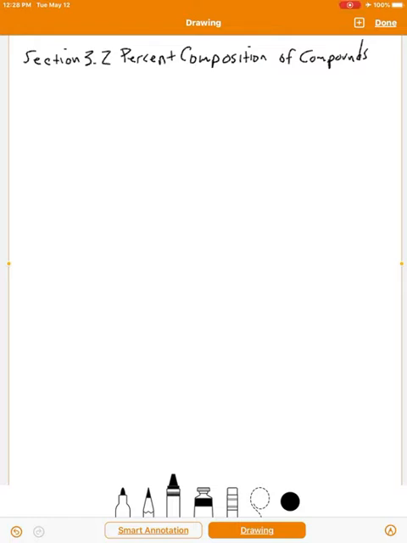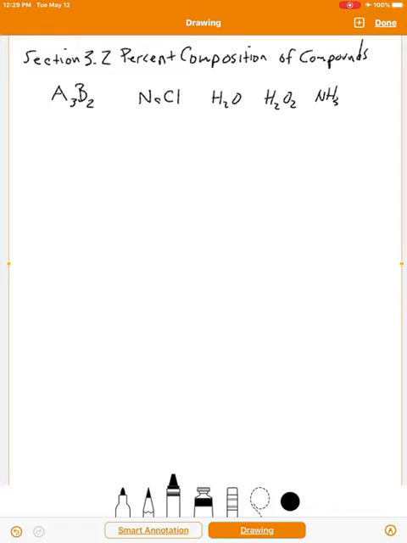Okay, this is section 3.2, percent composition of compounds. So let's remind ourselves that a compound has two or more elements in it. Let's say you have an element A, and there's 3 atoms of A in a compound for every 2 atoms of B. That would count as a compound. Examples: you could have sodium chloride, water, hydrogen peroxide, ammonia. These are all compounds. They all have more than one element in the chemical formula.